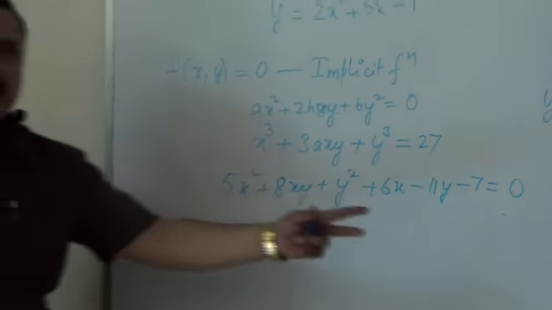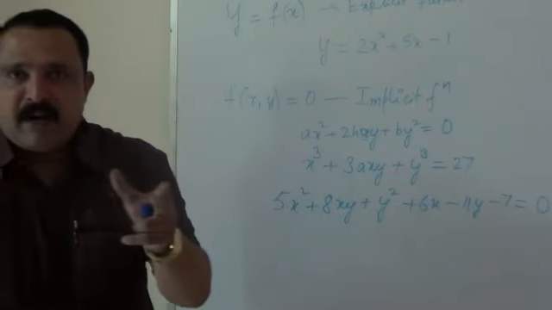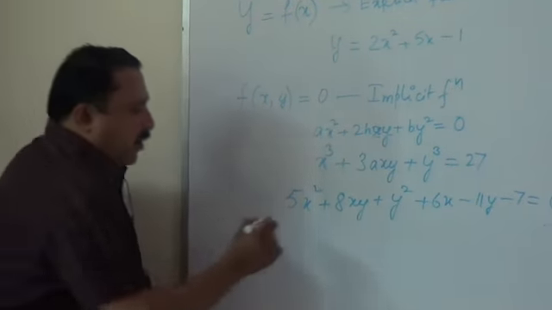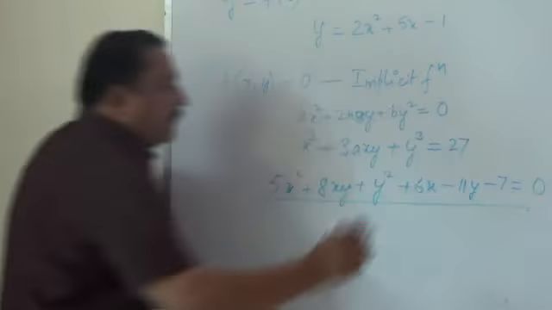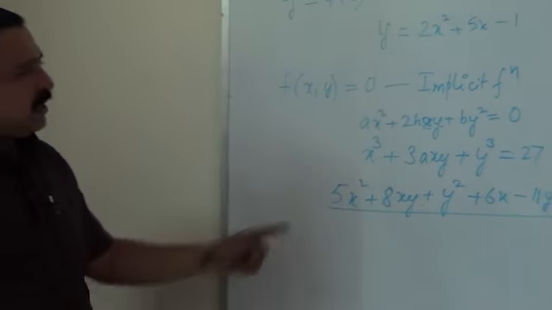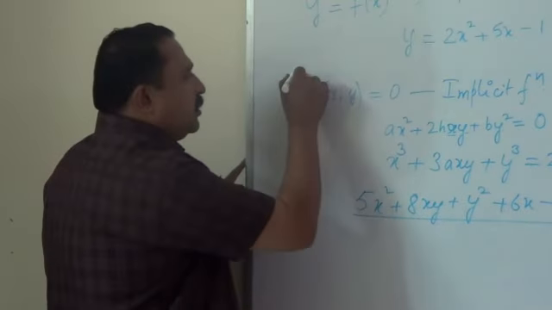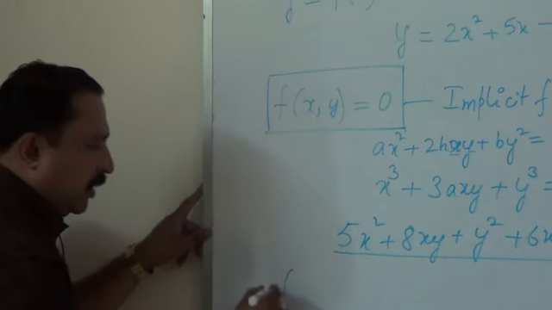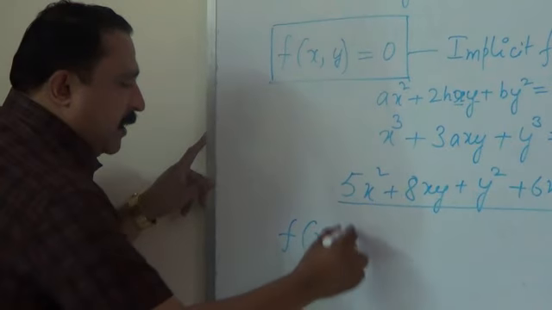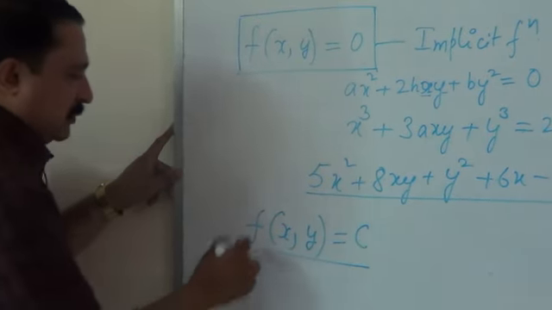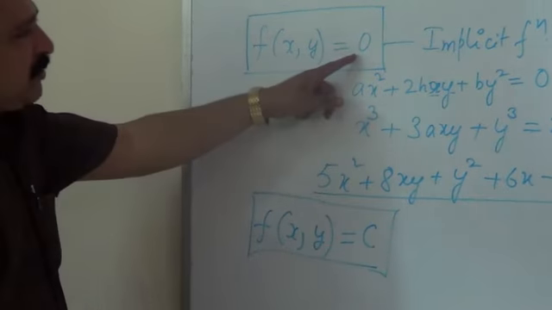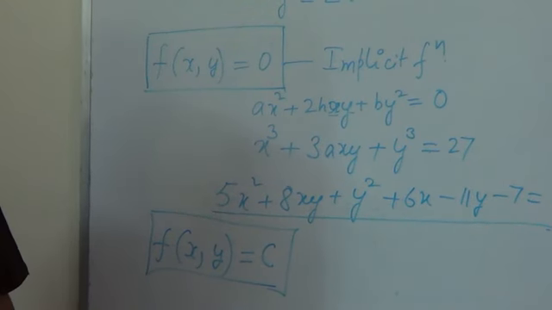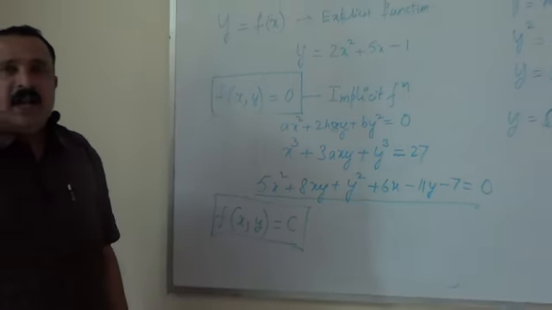Because x and y are present together and you cannot make out which is the dependent variable and which is the independent variable. In today's class, we are now interested in finding the differential coefficient of those functions which are of the form f of x comma y equals 0, or it could be even f of x comma y is equal to some constant. That constant can be either 0 or any number, but the form of the function should be f of x comma y equals a constant.